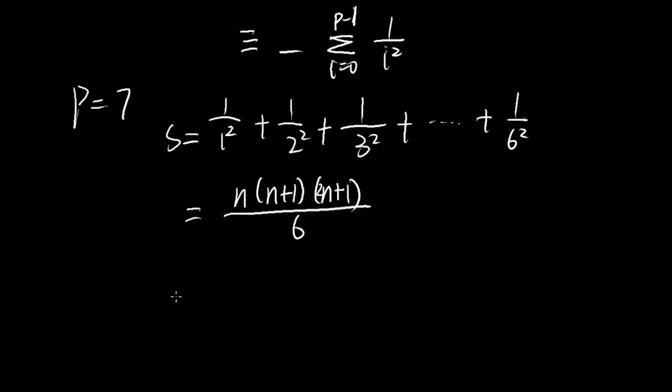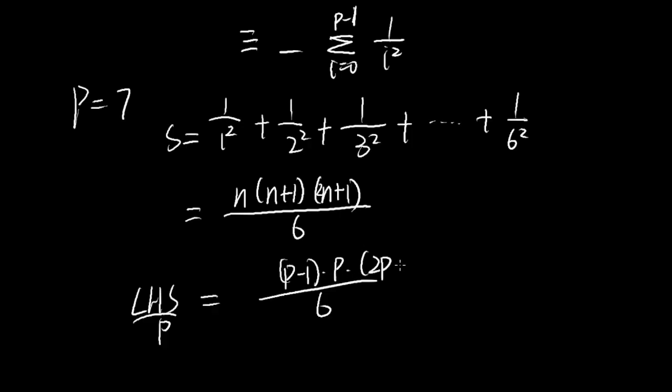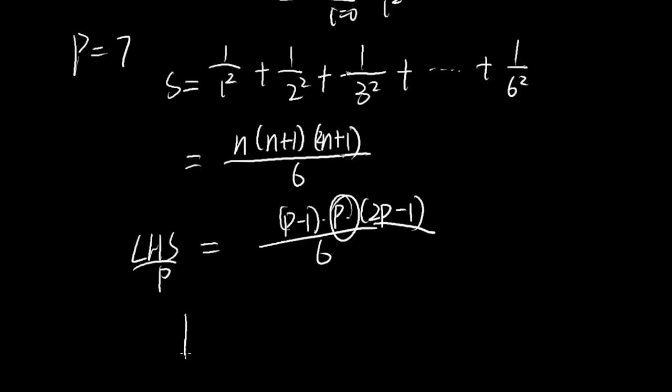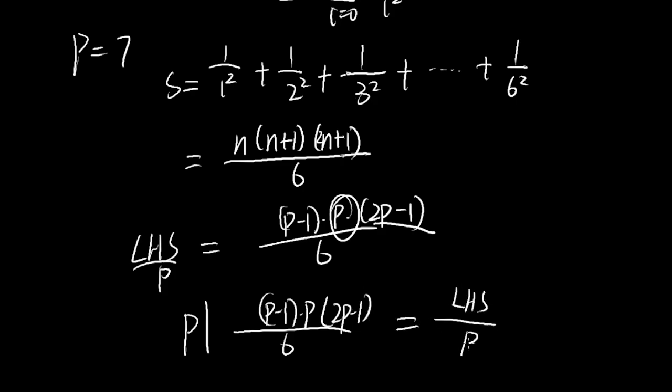And in this case, our sum is equal to p minus 1 times p times 2p minus 1 over 6, right? And this we can see here. Perfect. We know that this is divisible by p, and that's what we are looking for. Now we show that p squared divides the left-hand side, which implies p squared divides m. So we've completed our proof.